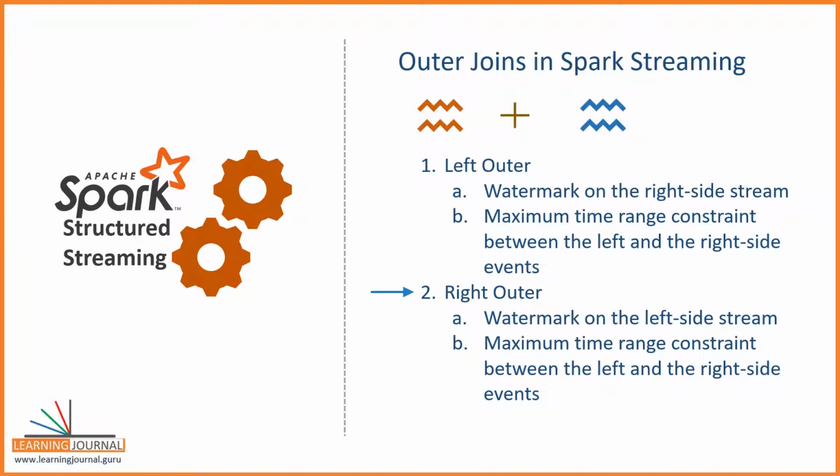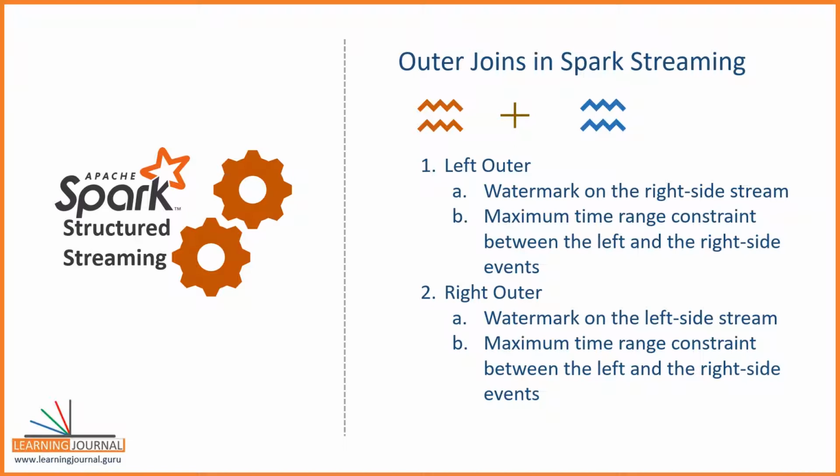Similarly, you can apply the right outer join if you meet the following two conditions. You are implementing a watermark on the left side stream. And you are enforcing maximum time range constraint between the left and the right side events.